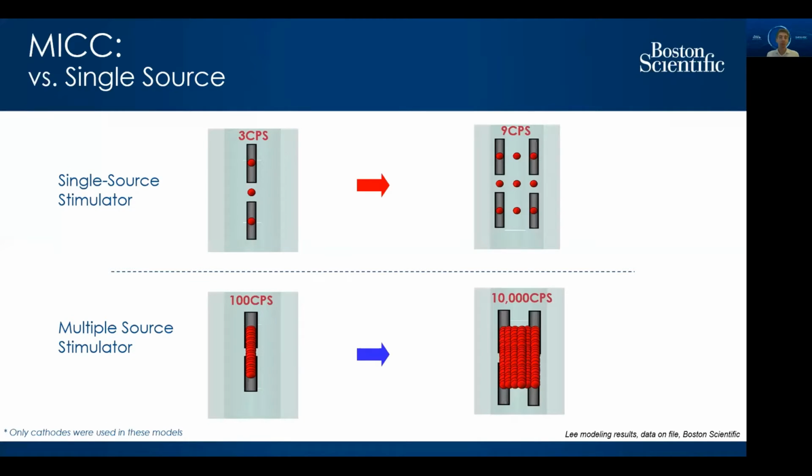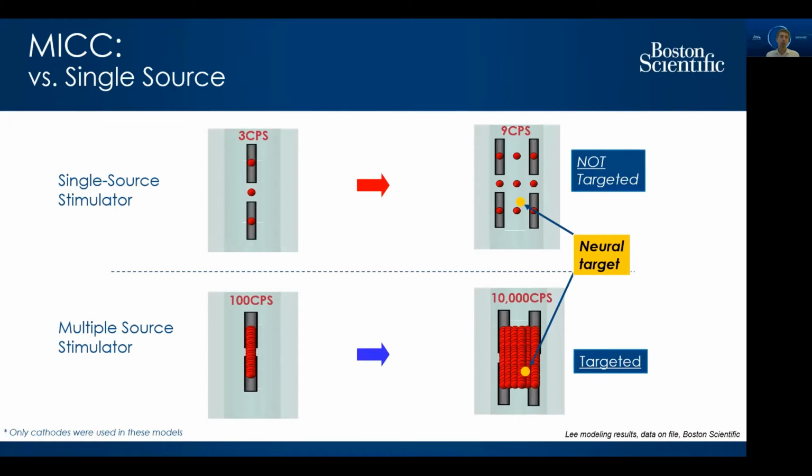And the difference is even more visible as we increase the number of contacts. With 4, a single source system would offer 9 different points of stimulation, when MICC would truly open an accessible area under the electrodes with 10,000 possible configurations. So thanks to the flexibility of MICC, we can then precisely adjust our targeting when a single source system may be slightly off target and not specific to the area to treat.